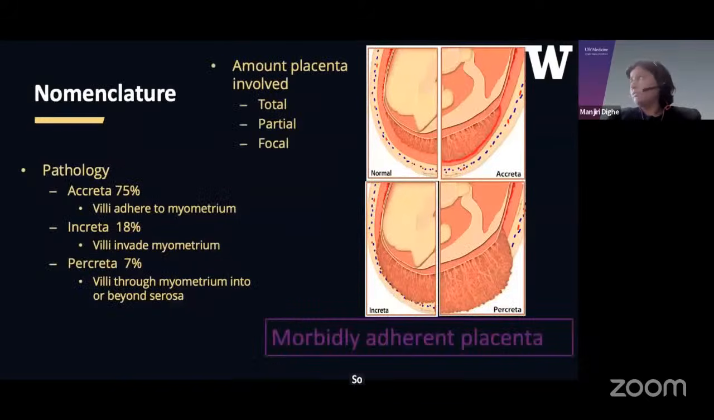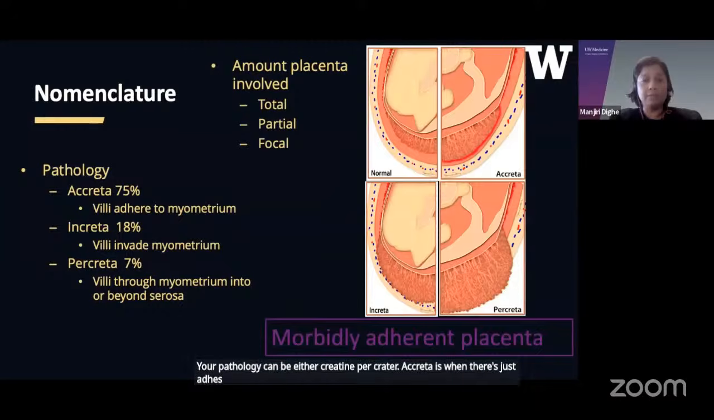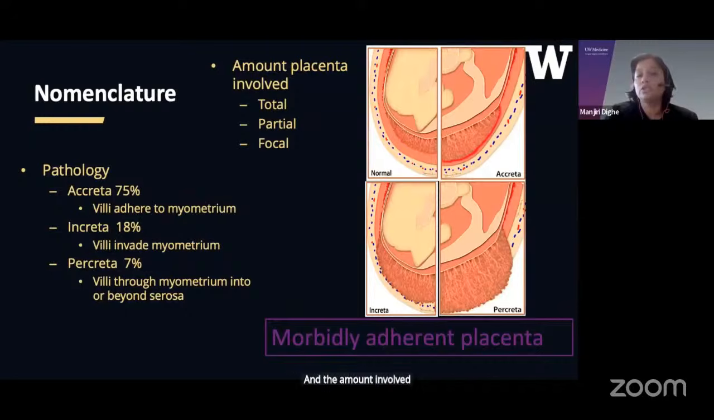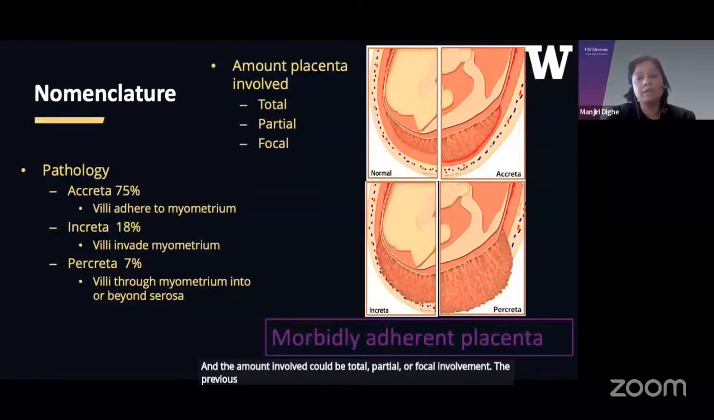So we'll just talk a little bit about the nomenclature as such. Your pathology can be either accreta, increta, or percreta. Accreta is when there's just adhesion to the myometrium. Increta is when they invade into the myometrium, and percreta is when they extend beyond the serosa. And the amount involved could be total, partial, or focal involvement. The previous term used for this particular entity was morbidly adherent placenta. Now, as per the recommendations, the term used is placenta accreta spectrum.